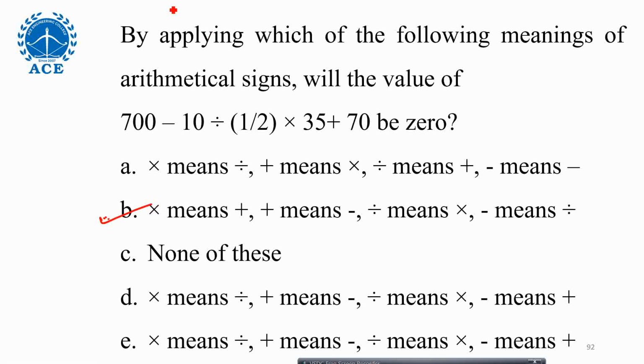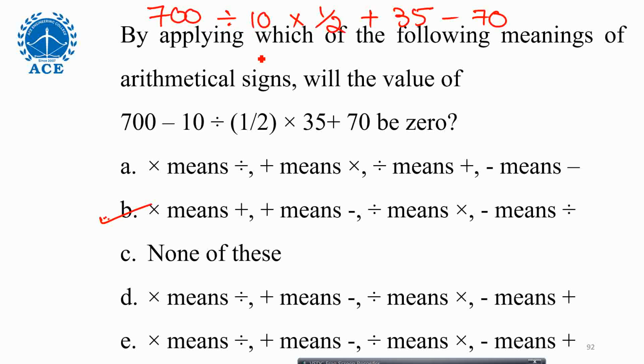So as per option B, minus should be changed to division, division should be multiplication, then multiplication should be changed as addition, and addition is changed as subtraction. So first we will have to do division.